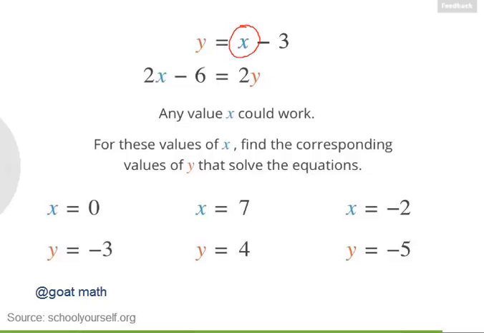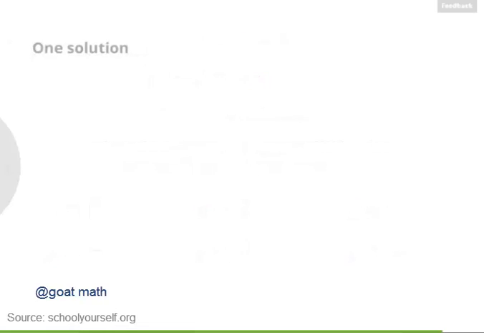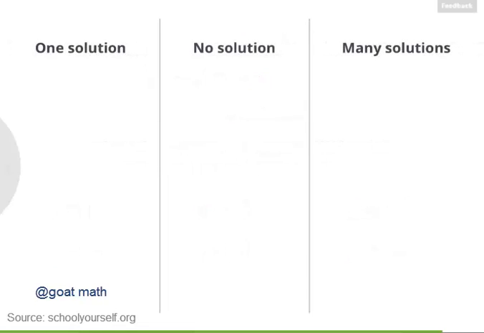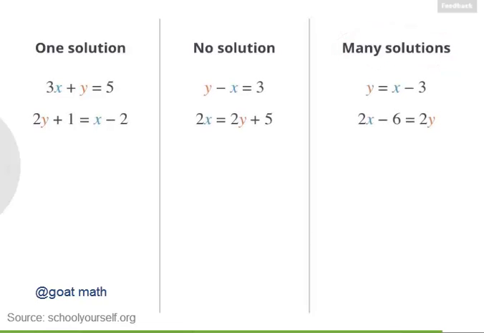For any value of x, you can always find a value of y that will make both of these equations true. So to summarize, with two equations and two unknowns, just like for one equation with one unknown, we have three possibilities. There could be exactly one solution. There could be no solution. Or there could be many solutions. And here are equations you saw in this lesson that fall into these various categories.